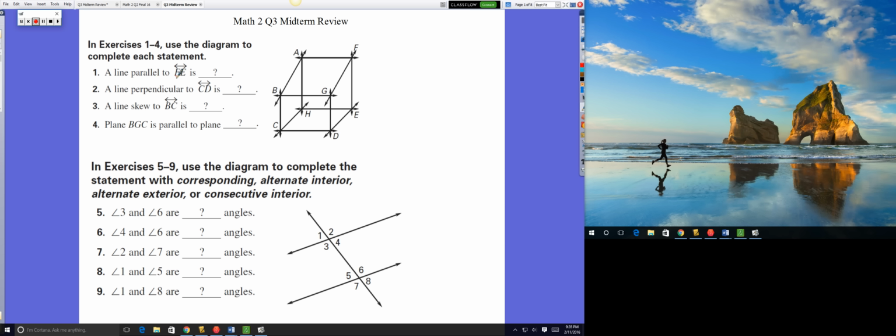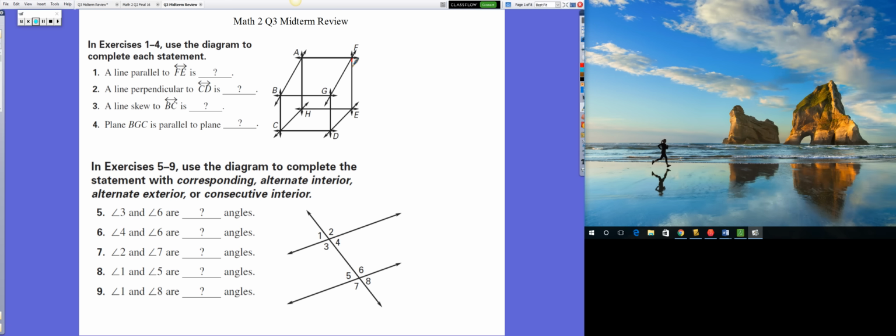There are a couple different lines that are parallel to FE. So FE, so this is a cube. Say that all these intersect and make 90-degree angles. So they're a bunch of squares. So FE is kind of right back here. Something that's parallel could be AH.